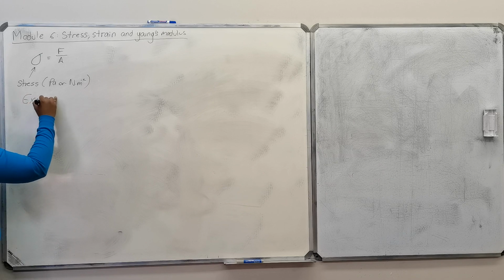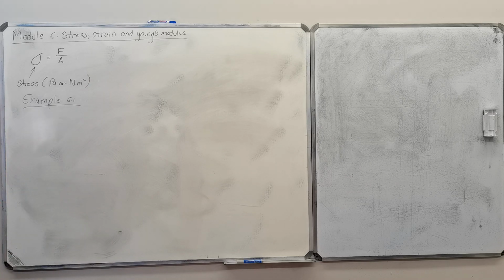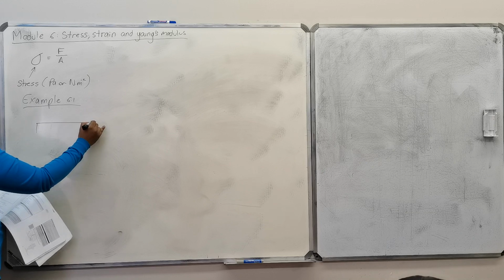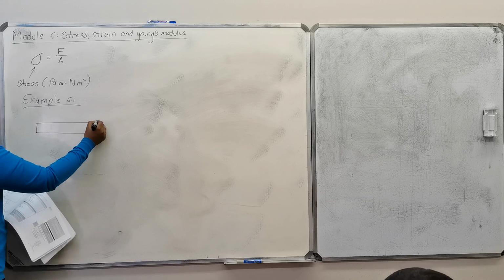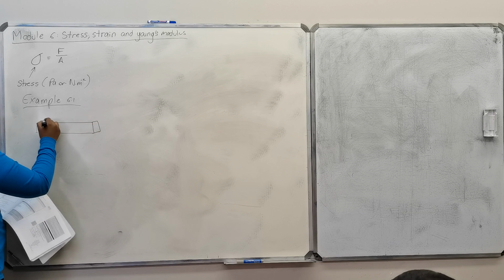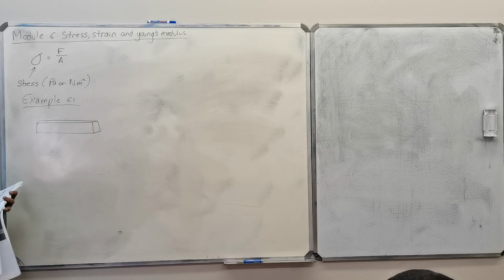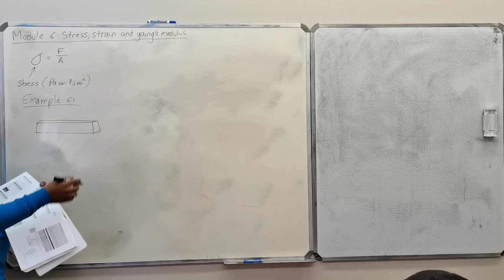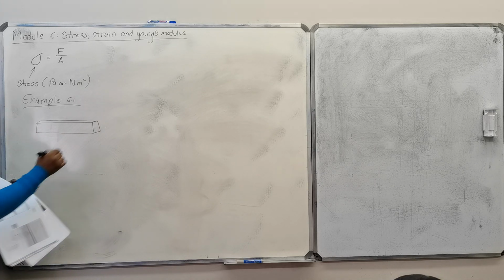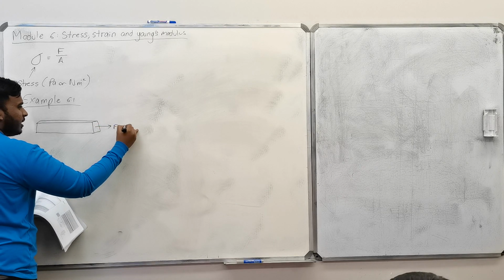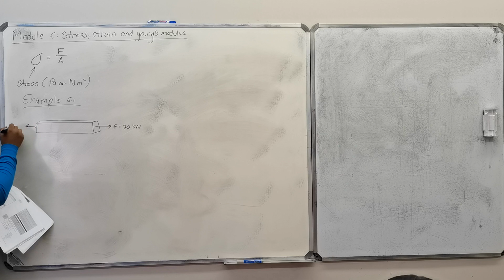This is example 6.1. I never saw a very difficult question being asked for this. They tell you a tensile force of 30 kilonewtons is applied to a rectangular bar. So you have a rectangular bar. Remember, tensile force is a pulling force, so it's basically acting like this: 30 kilonewtons acting here and 30 kilonewtons pulling it here.